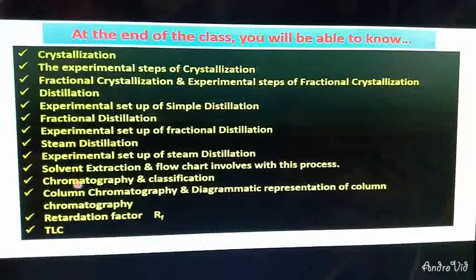These are basically the key points of the chapter that we will be able to know at the end of the class. These are taken from Chapter 2 of Chemistry First Paper. The name of the chapter is Qualitative Chemistry. So let's start our class.